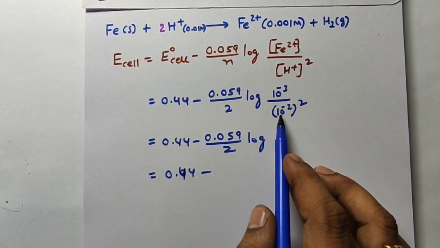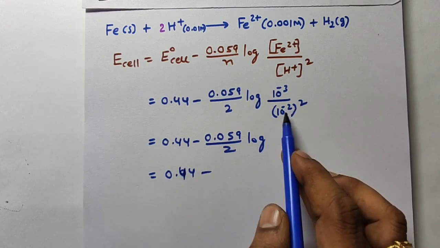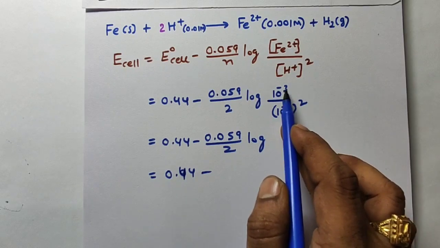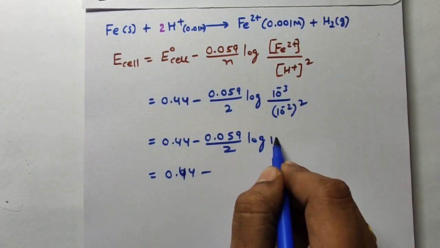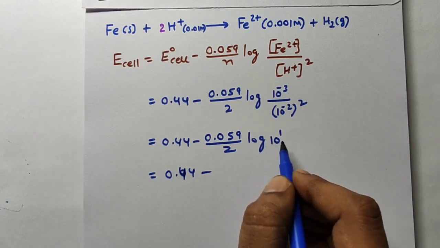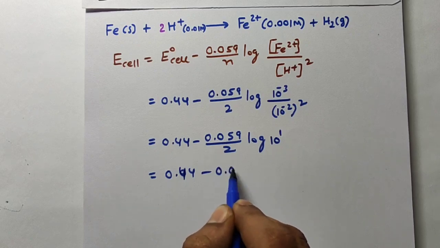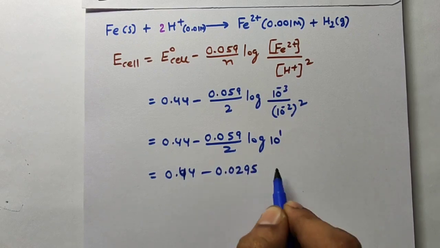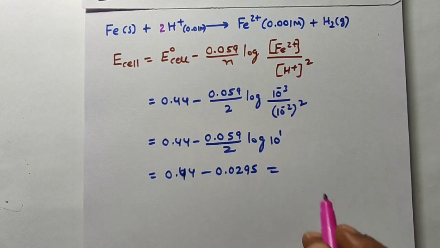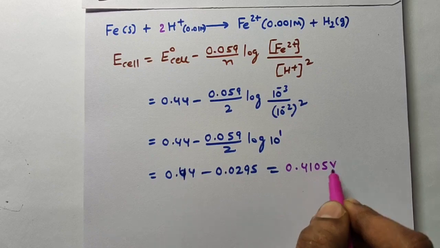Next step. Here the denominator, 10 power minus 2 whole square, is nothing but 10 power minus 4. If 10 power minus 4 goes to the numerator, it becomes 10 power plus 4. So plus 4 minus 3, log 10 power 1. Got it, right? We know that log 10 value is 1. So the remaining is 0.059 by 2, nothing but 0.0295. If you do this calculation, we will get the answer 0.4105 volts.